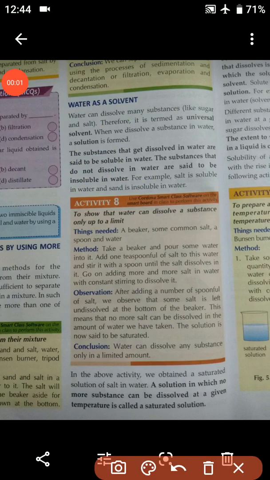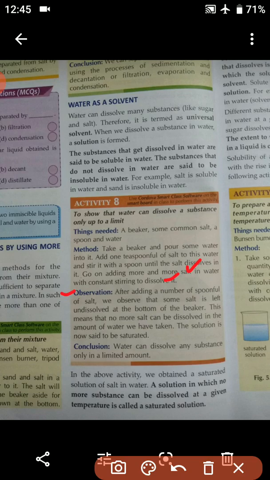Go on adding more and more salt in water with constant stirring to dissolve it. So you have to add more and more salt in order to dissolve it. Okay, so you have to constantly stir it while adding the salt.